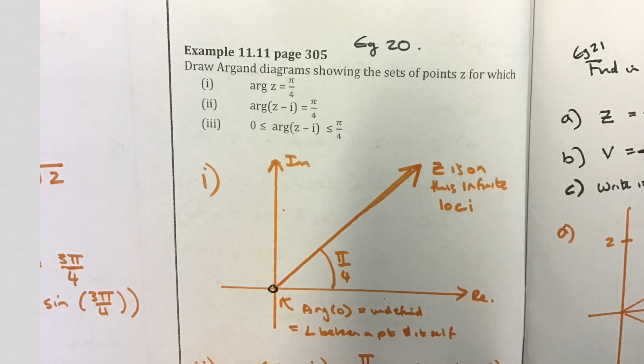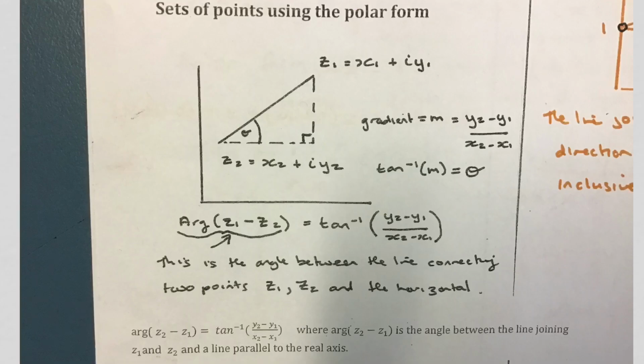This one's saying draw some Argand diagrams, which can be a little bit confusing. It says the angle, the argument for z, the angle for z is pi over 4. So the angle is 45 degrees and z is some point between the horizontal and 45 degrees. So the theory is actually here.